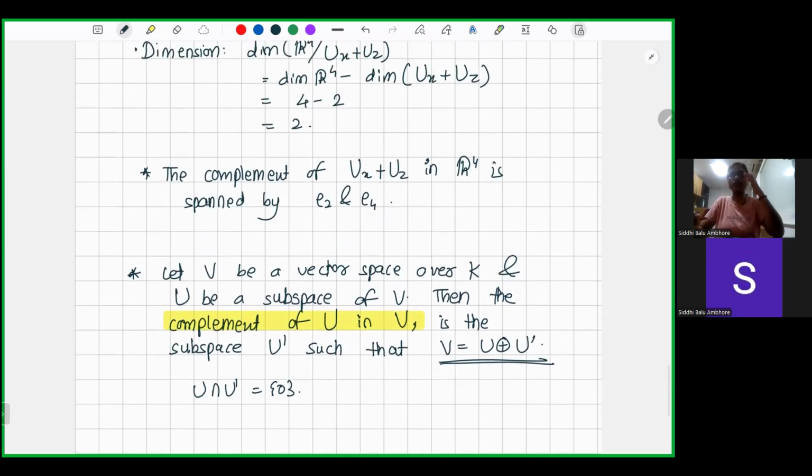So the complement of Ux plus Uz in R4 is spanned by e2 and e4. So that is because elements here are of this kind, c0, and elements spanned by this e2 and e4 will be of this kind.